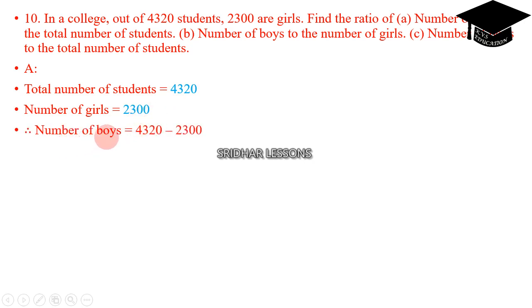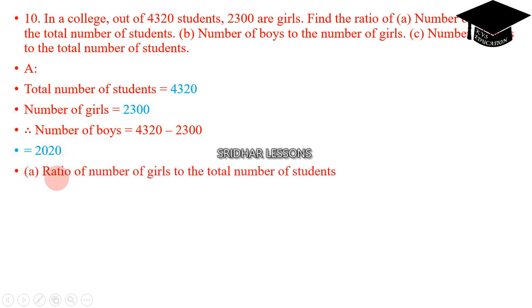Therefore, number of boys is equal to, we can subtract, 4,320 total number of students minus number of girls, 2,300, is equal to 2,020. This is the number of boys.